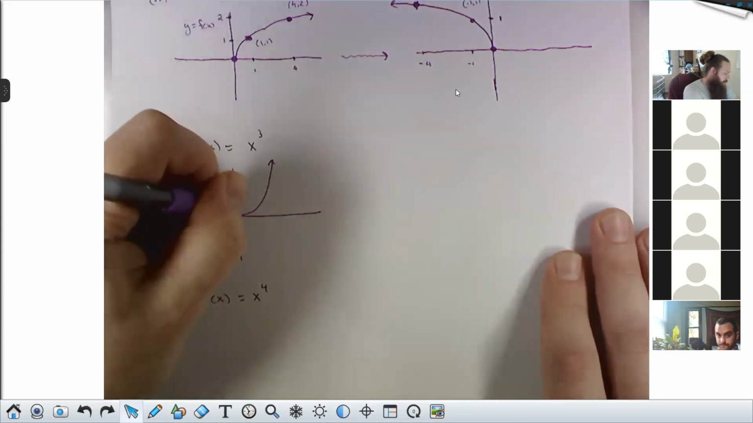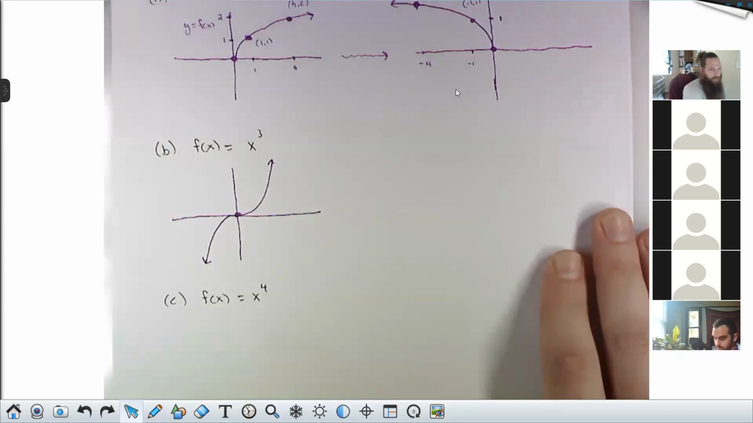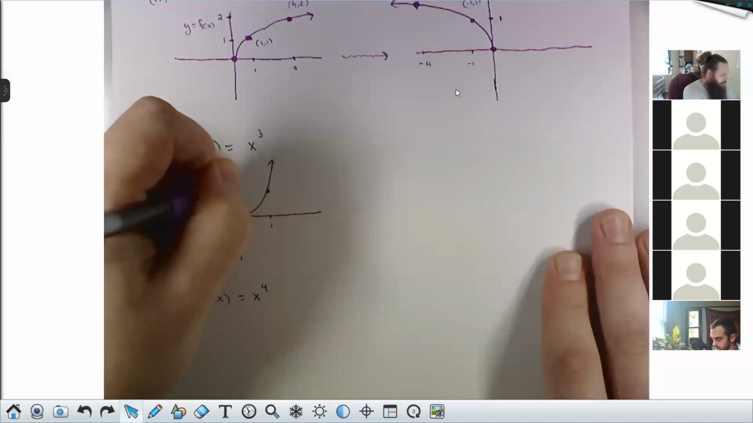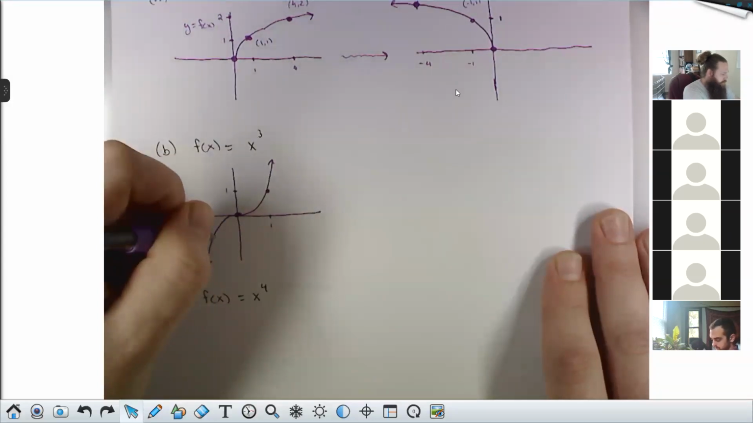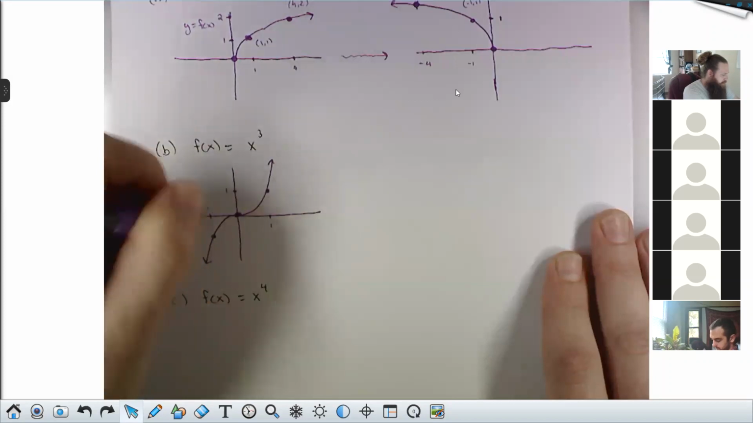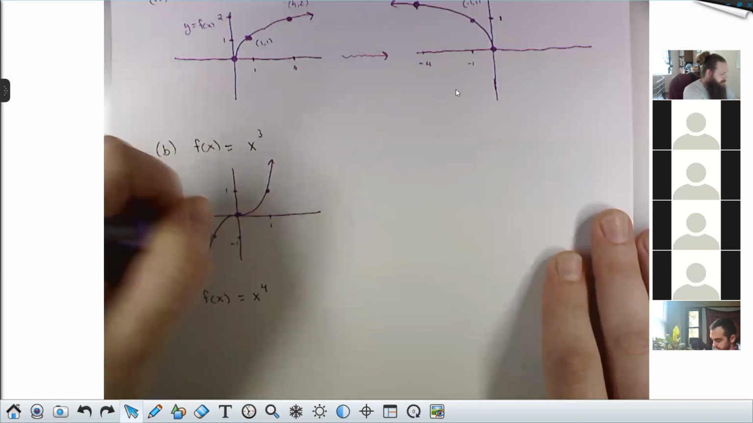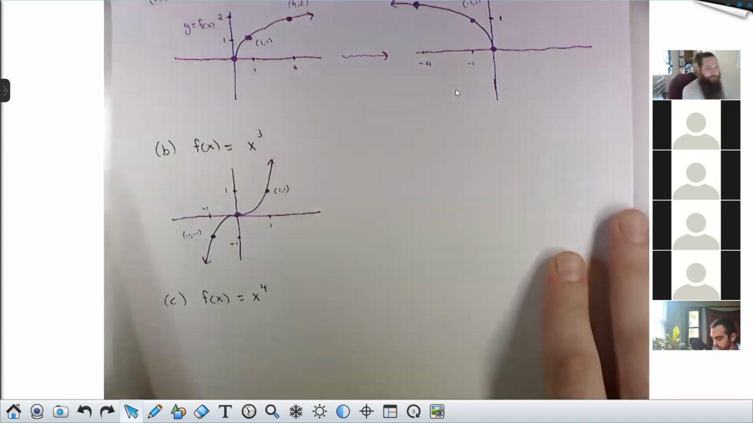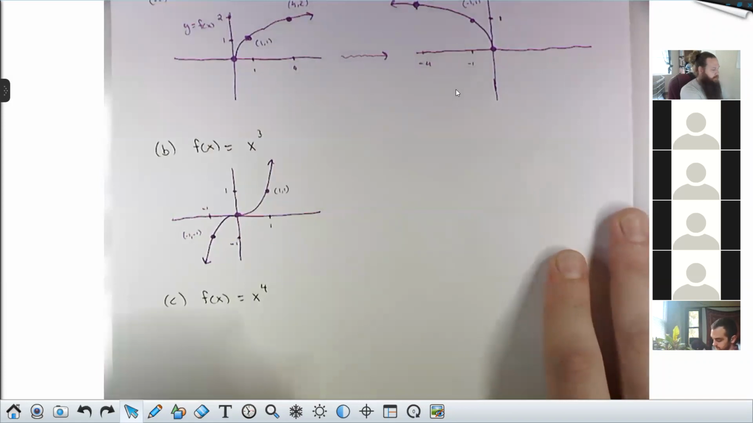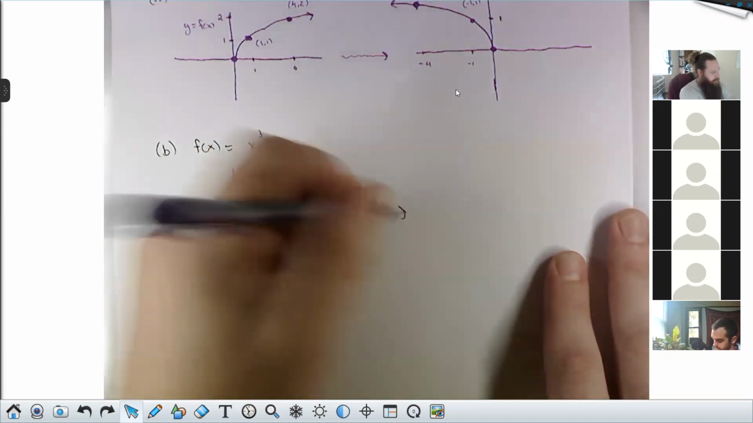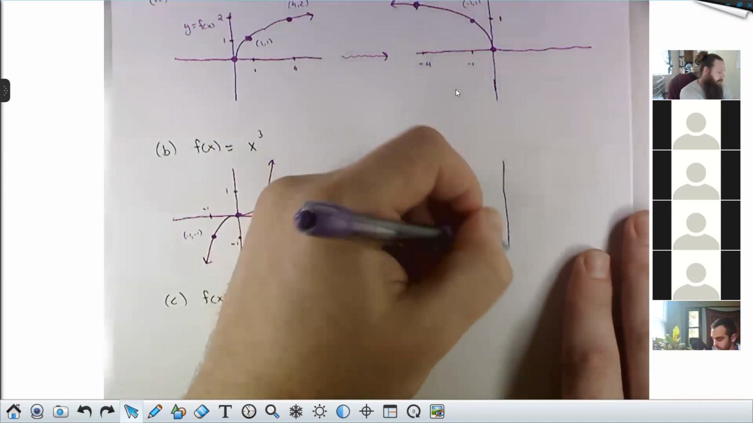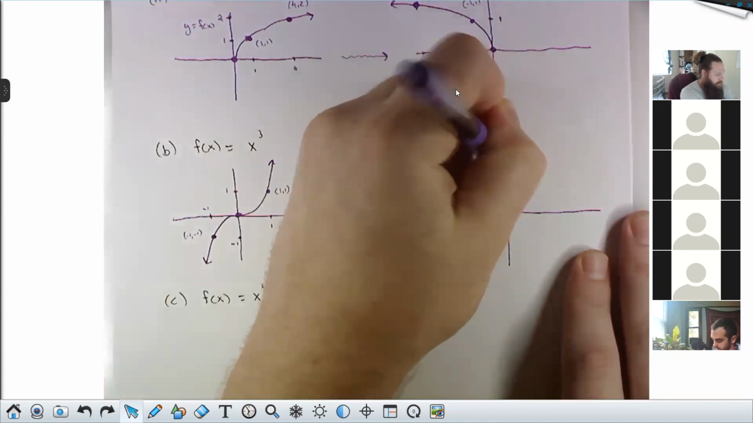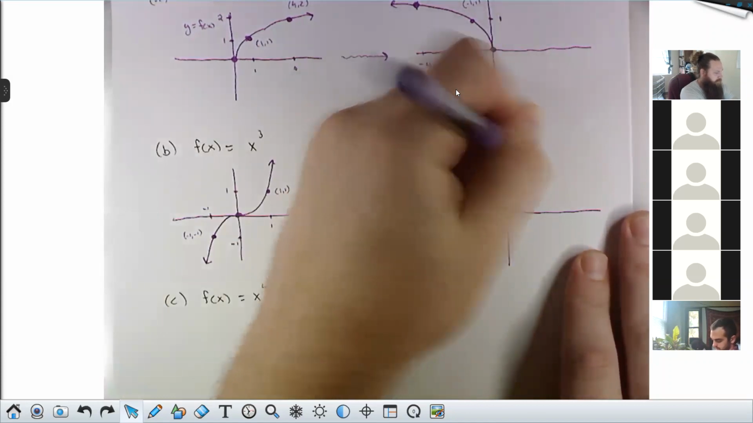(0, 0) is definitely on the graph, right? When you plug in x equals 0, you get 0 out. Some other points on this graph that are fairly easy to plot: (1, 1) and (-1, -1). So if I want to sketch his horizontal reflection, graph y equals f of -x.